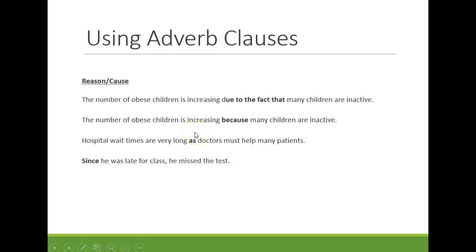And we can also use subordinating conjunctions that show reason or the cause of something happening. The number of obese children is increasing due to the fact that many children are inactive. So this phrase introduces the clause that shows why the number of obese children is increasing. The number of obese children is increasing because many children are inactive. Again, it shows the reason why the number of obese children is increasing.